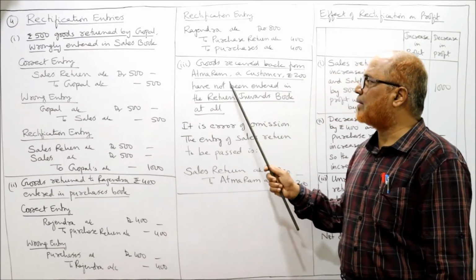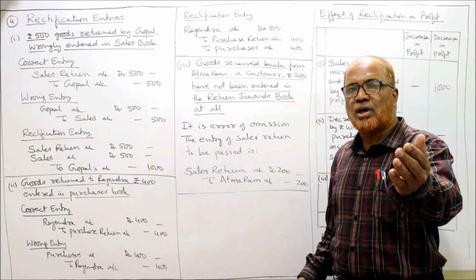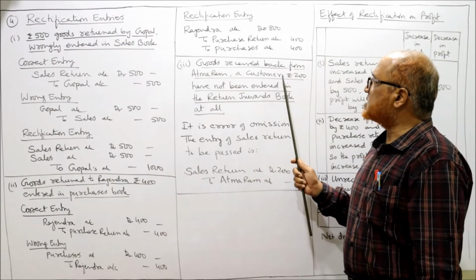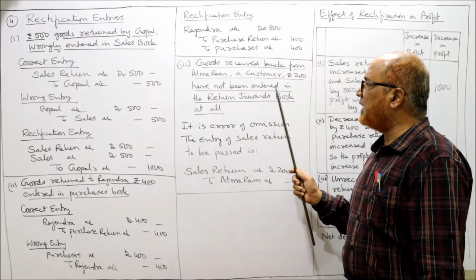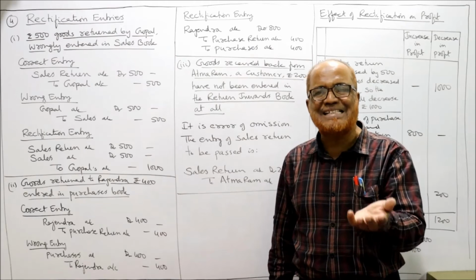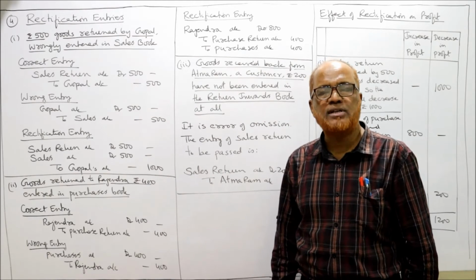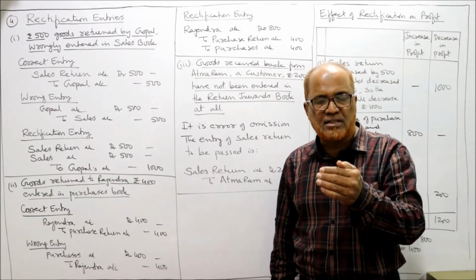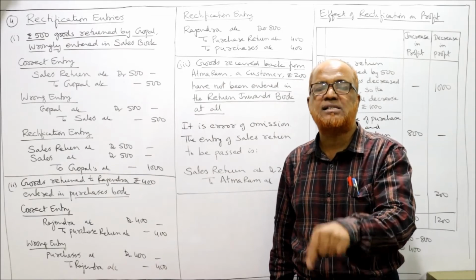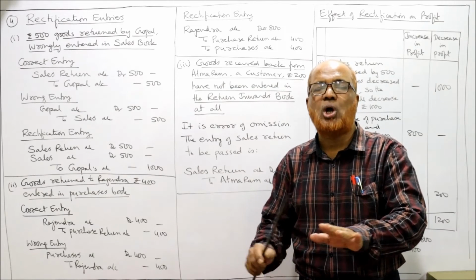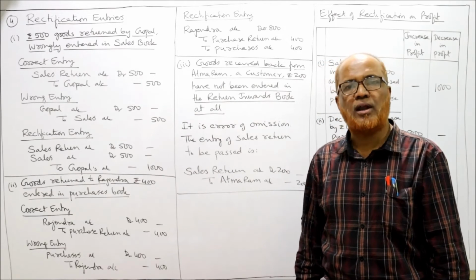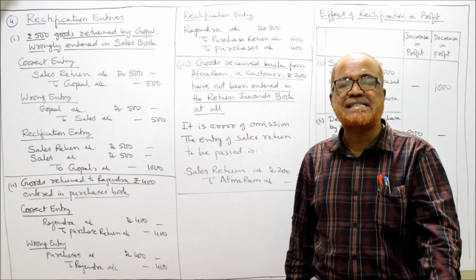Last one. Goods received back from Atmaram. It is a sales return. Customer rupees 200 have not been entered in the return inward book at all. Return inward book means sales return book. So when the customer returns goods, it should have been recorded in the sales return book. But the entry was not recorded at all. It is an error of omission. So what is the entry for sales return?